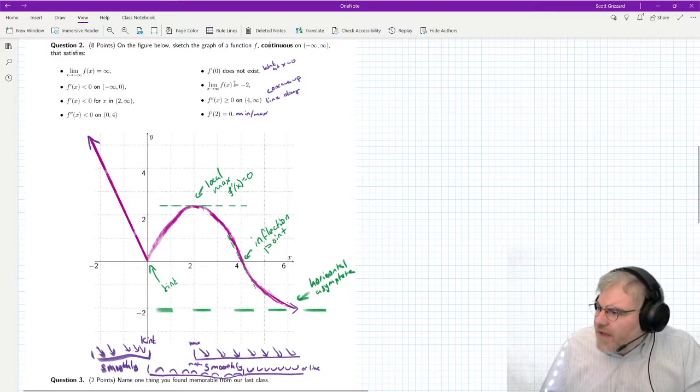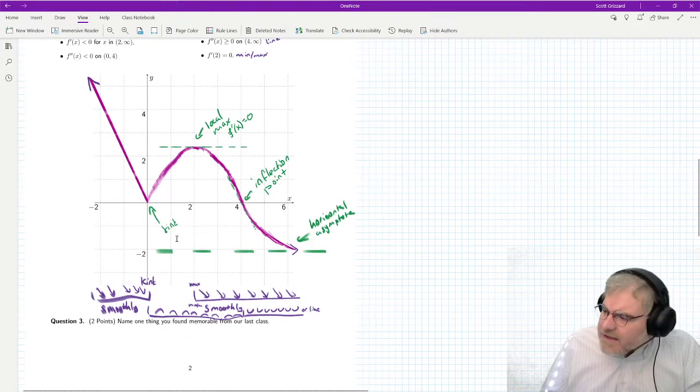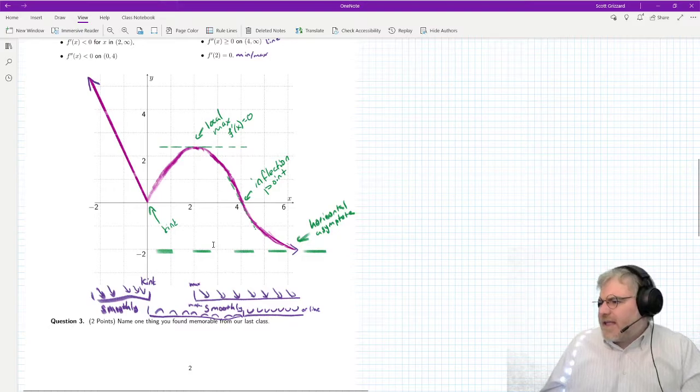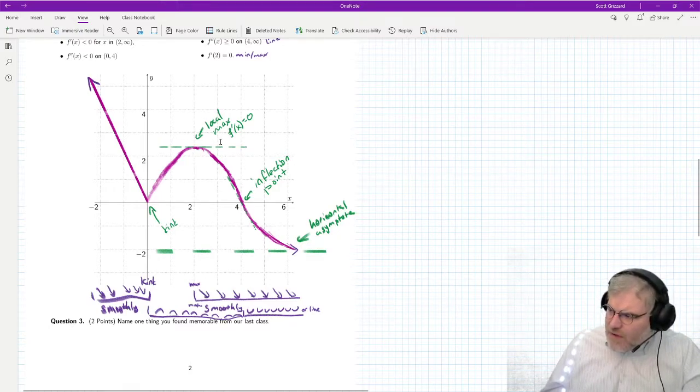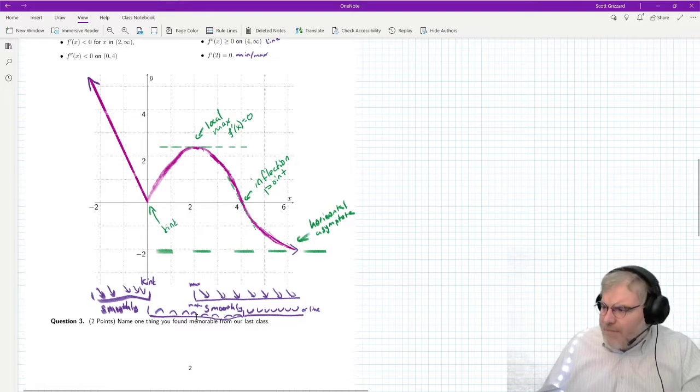Now, the limit as x goes to infinity had to be -2, so I put that there. F double prime had to be greater than 0, so I put that here for 4 to infinity. And f prime of 2 had to be 0, so I know there had to be a min or a max there. Now, when I was looking at this, I put my little min-max note here, but notice here it's concave down. That means I have to have a max. 1 to 5, how do we feel about that? The fact that the derivative was 0 here, but the thing had to be concave down meant I had a max.